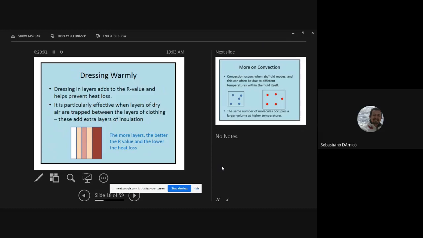Yes, because basically this extra insulation material, usually they're not very thick. They're like about this. So I'm talking about the presentation.